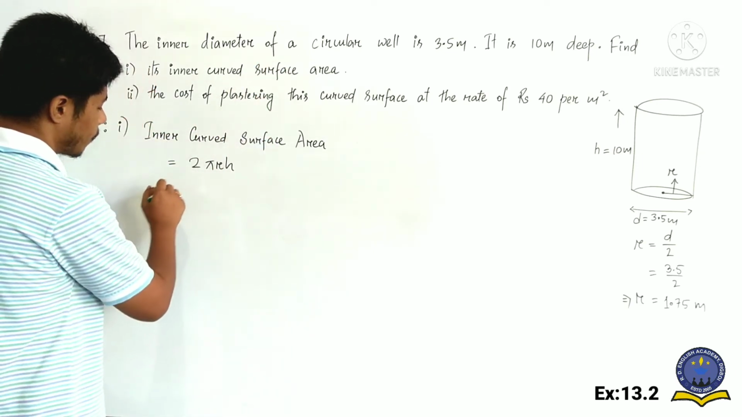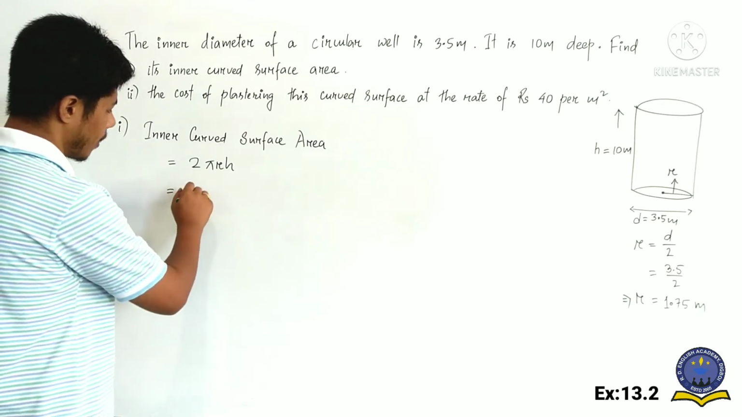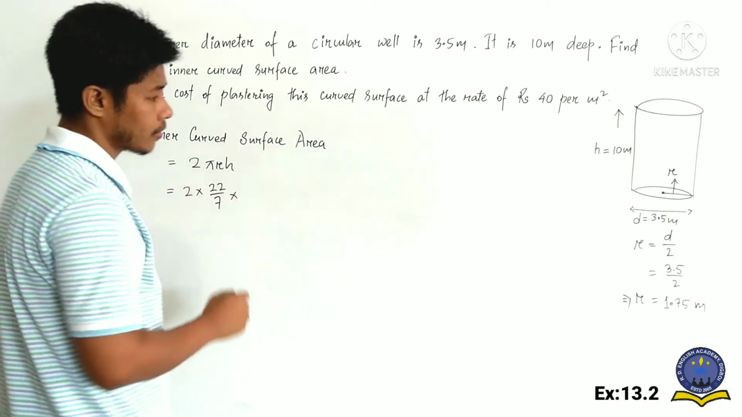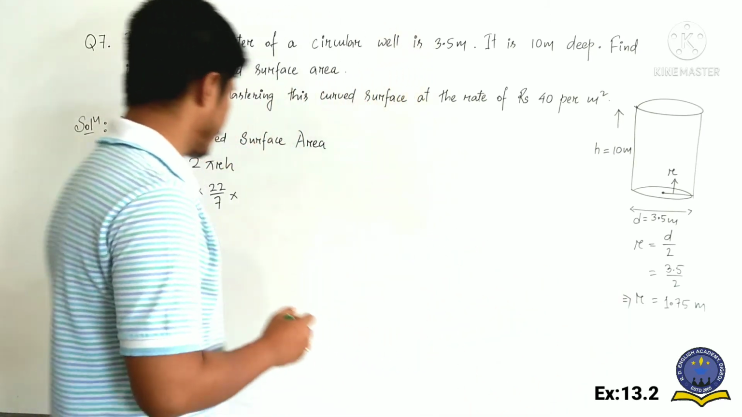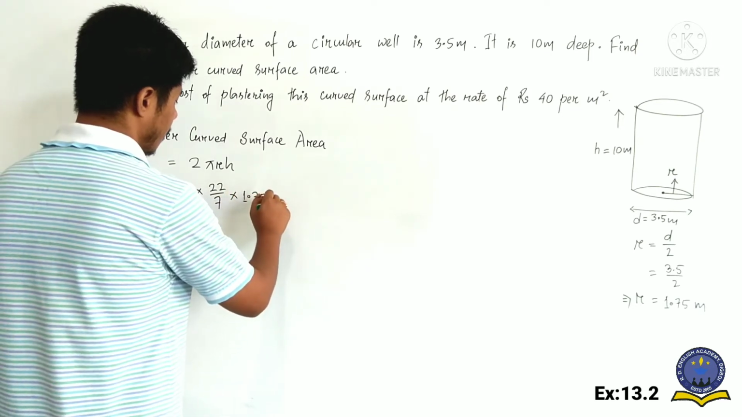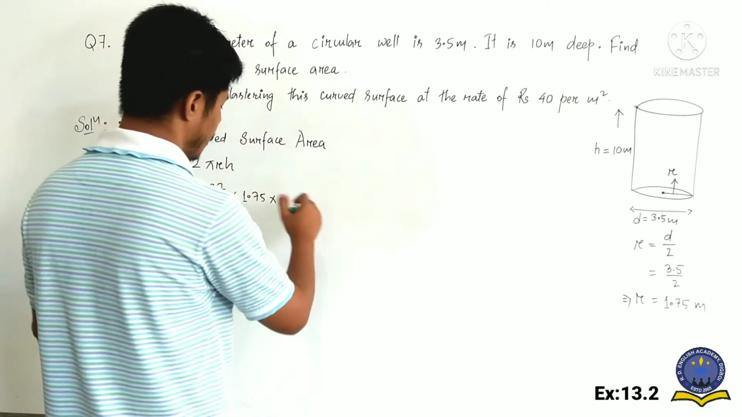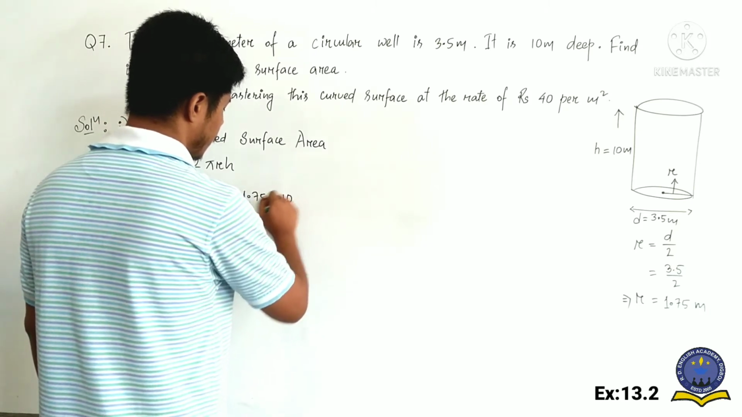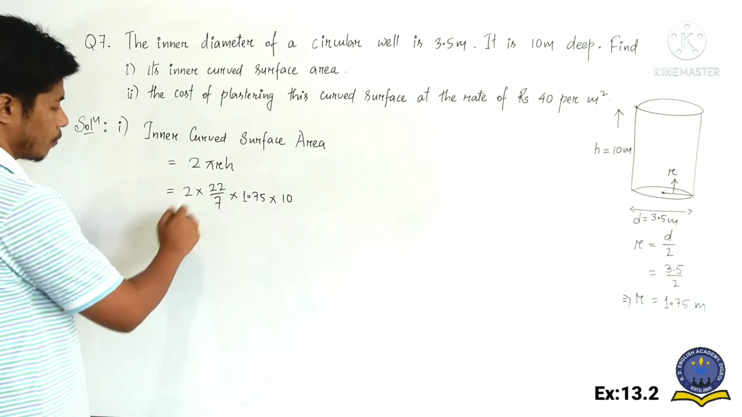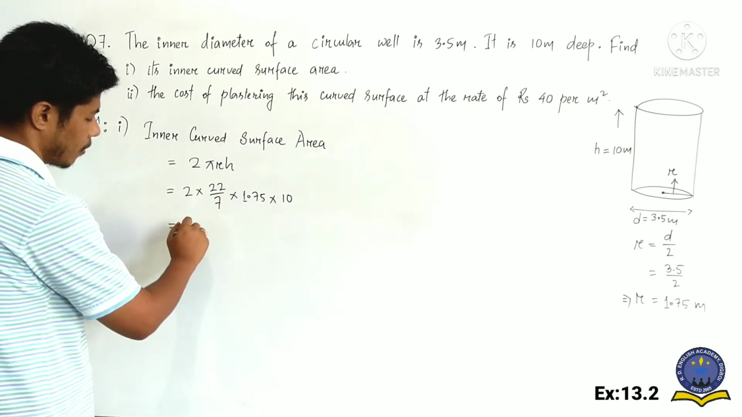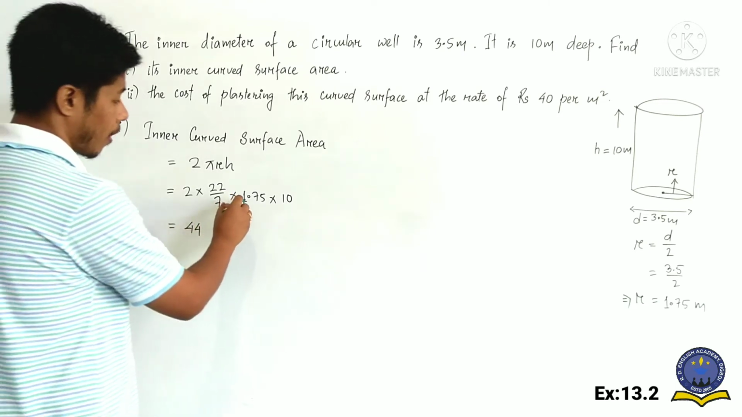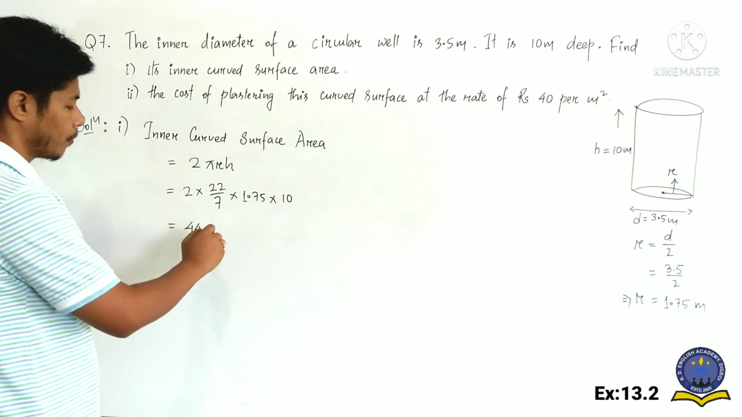So in this case, if we put the values, 2 we write, pi is 22 by 7, into the radius, which we already found, 1.75, into the height. Height means deep here, and we already have 10 meter. If you calculate this, 2 into 22 gives 44. And 1.75 into 10 gives 17.5.